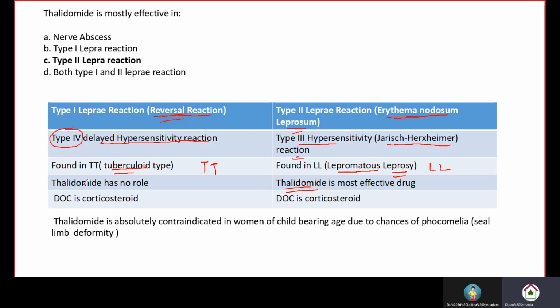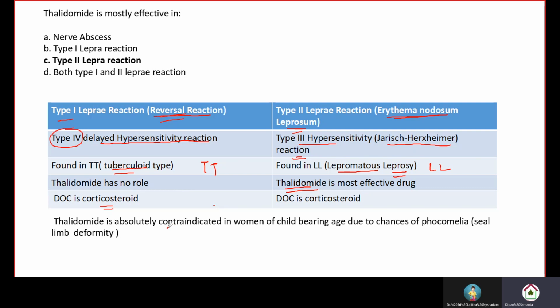Thalidomide has no role in type 1 reaction, while thalidomide is the most effective drug in type 2 lepra reaction. DOC is corticosteroid, in both type 1 and type 2, DOC is corticosteroid, and thalidomide has a role in type 2 reaction, but in type 1 thalidomide has no role.